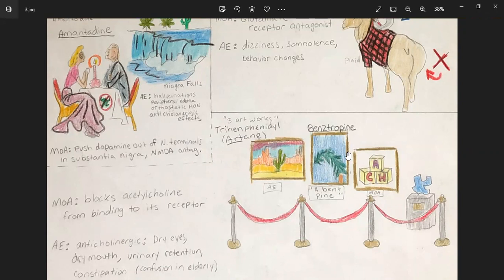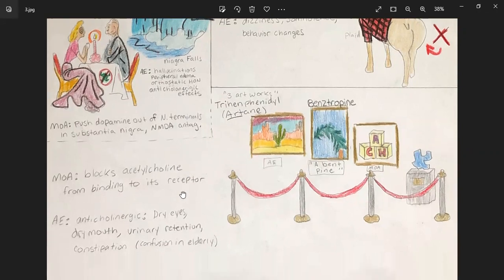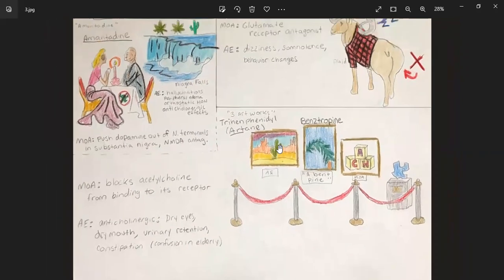Benztropine. Oh my gosh, I can't say this. Anyway, MOA is shown here. So this blocks acetylcholine from binding to its receptor. So acetylcholine blocks, they're in blocks of acetylcholine. And then our adverse effects are shown here. So again, dry eyes, dry mouth, urinary retention, and then constipation and confusion in the elderly. So we have a desert for all the dryness.